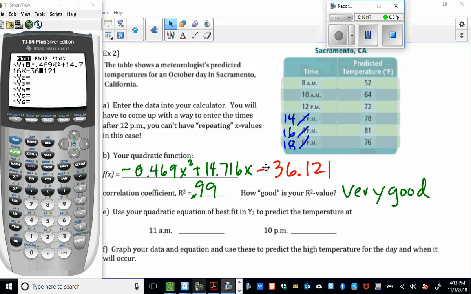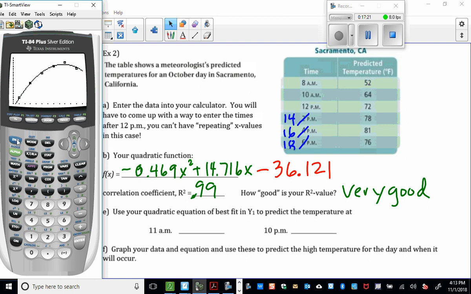I just wrote this number wrong off of my little piece of paper. I didn't write 36. I think I wrote 16 or 14 or something. So fix this. It's negative 36. You probably already realized that because you're looking at your calculator screen. It's negative 36.121. Okay, so I've fixed that here, also in my calculator. And now when I go to zoom number 9, I should see some data points and the curve going nicely through them.